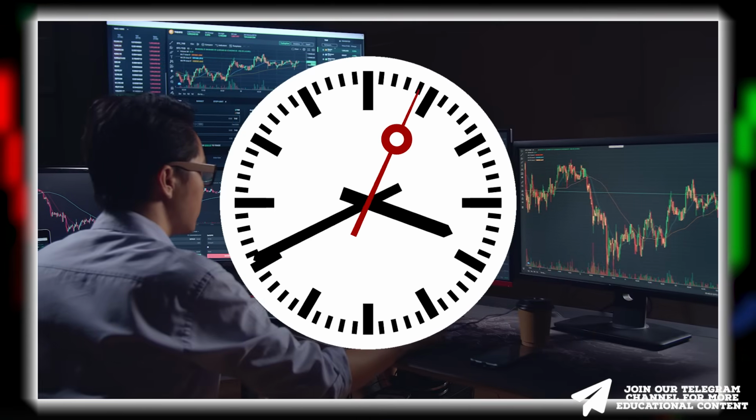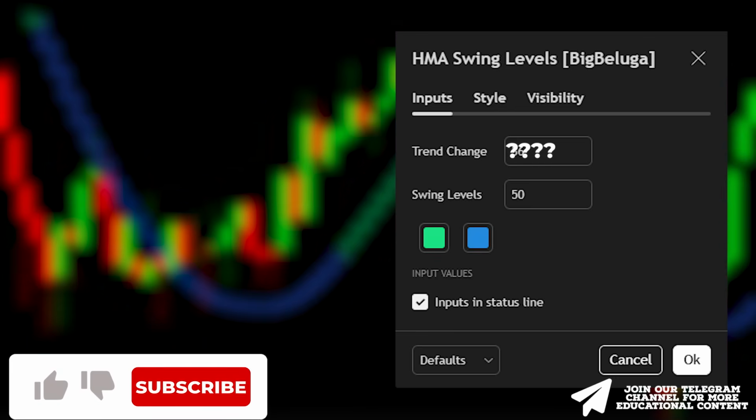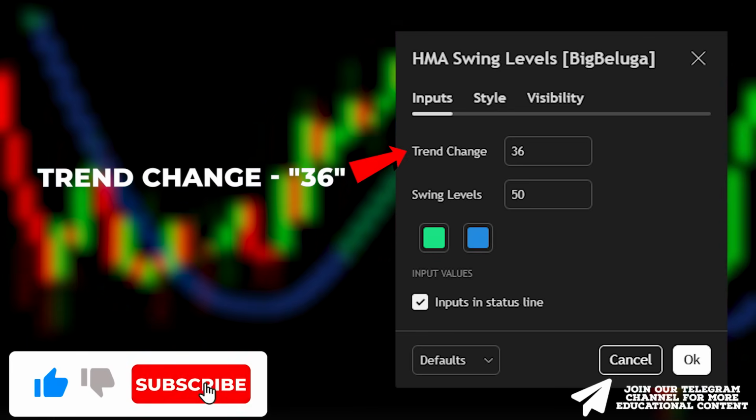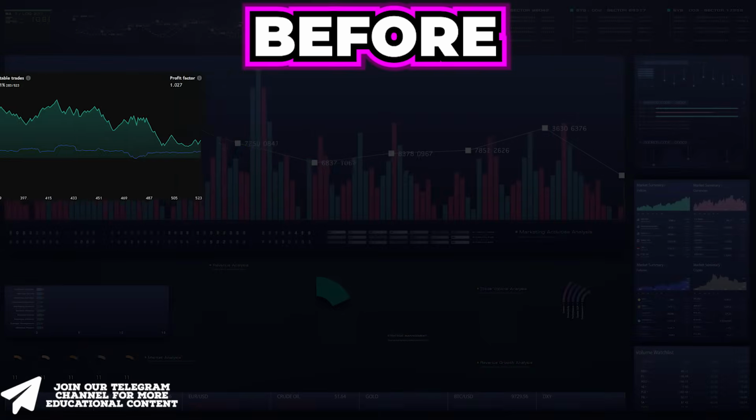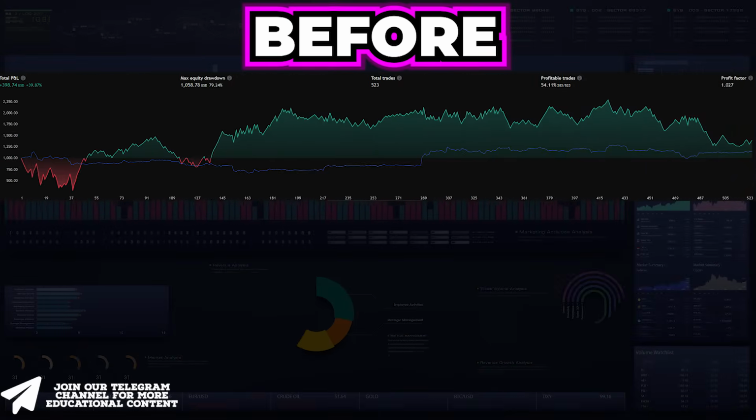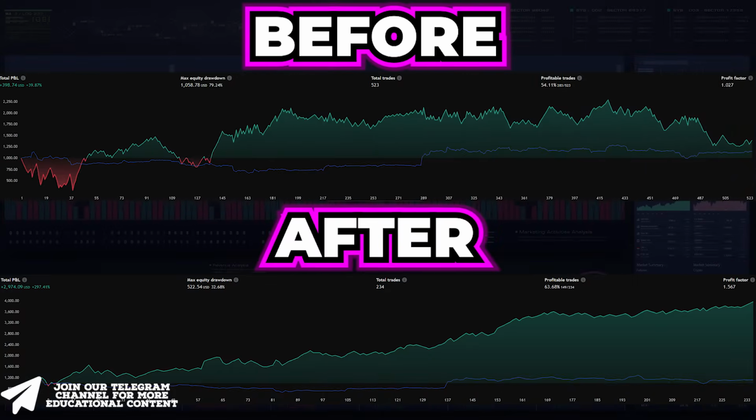After hours of testing various combinations, we determined that a value of 36 works best here. Boom! Here's an insane improvement in the HMA trend indicator's performance when using optimized settings versus the default ones. You won't get this from the usual YouTube indicator gurus.